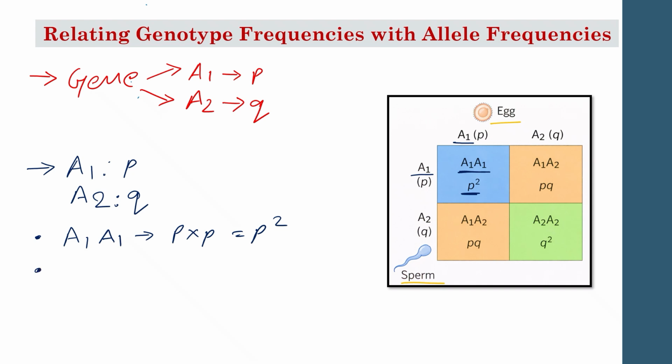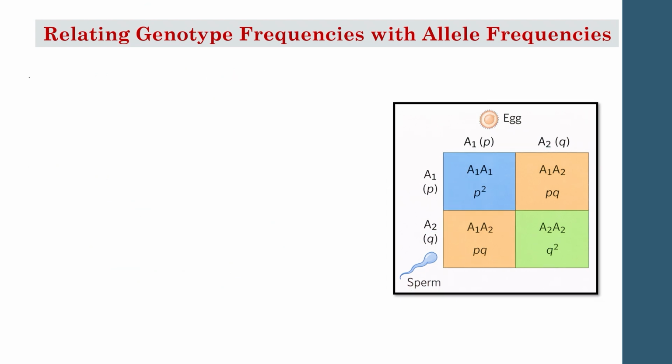Similarly, in the second case, to produce the A2 homozygous genotype, both gametes must carry A2. So the probability is q into q, that is q squared. Here, if the A2 sperm and the A2 egg unite, they will form the A2 homozygous genotype, and their probability will be q squared.